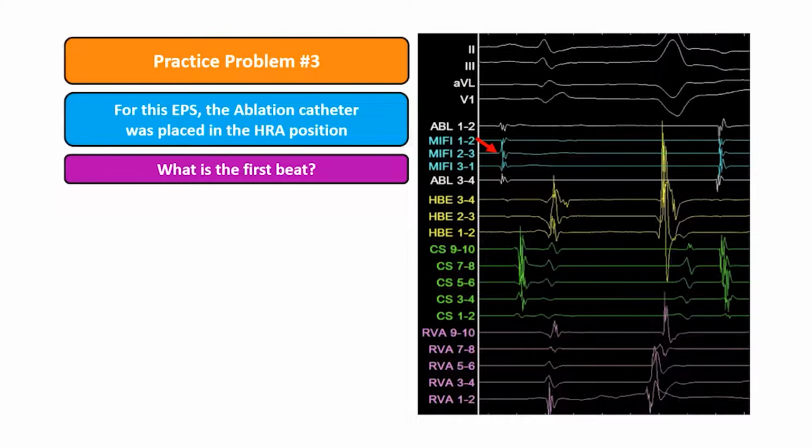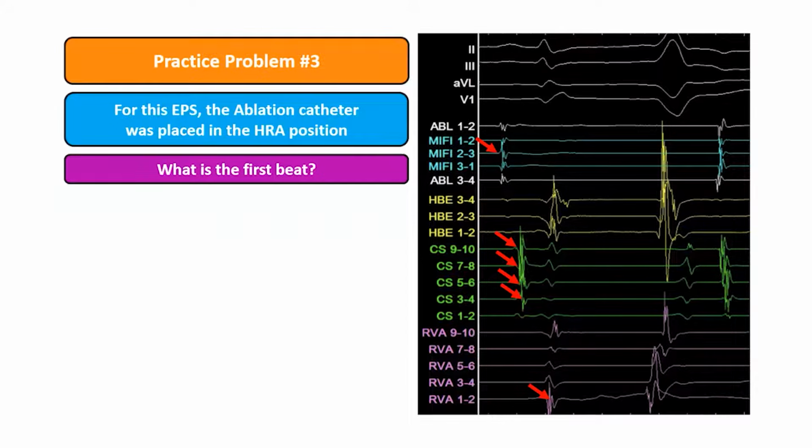Once again, we see near-field electrograms occurring here on this catheter. The MiFi electrodes are just other electrodes on the ablation catheter that are very, very closely spaced. These are present on the Boston Scientific arrhythmia system. Next, we see near-field atrial activation occurring at CS910 and traveling from septal to the left lateral atrium. And then we see a near-field ventricular electrogram on our RV apical catheter.